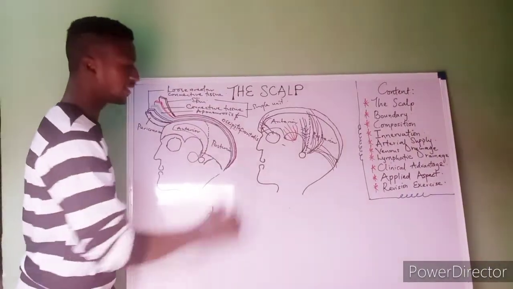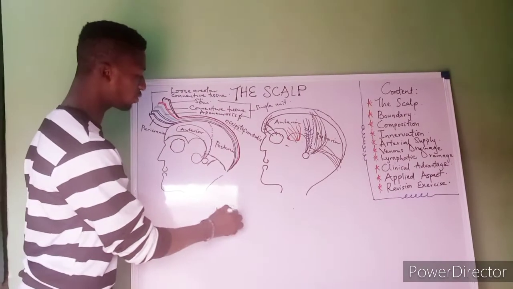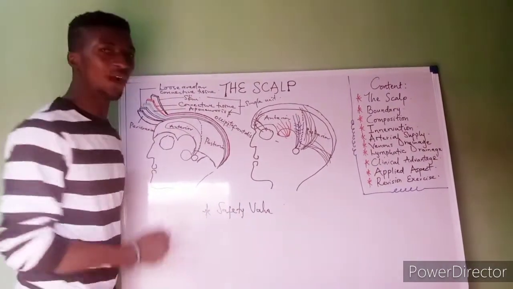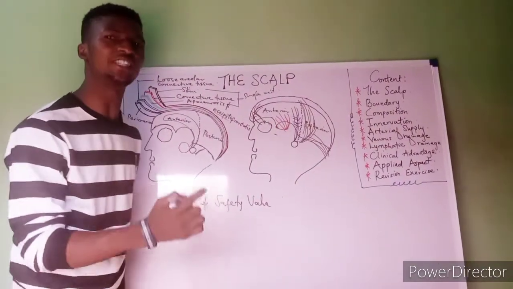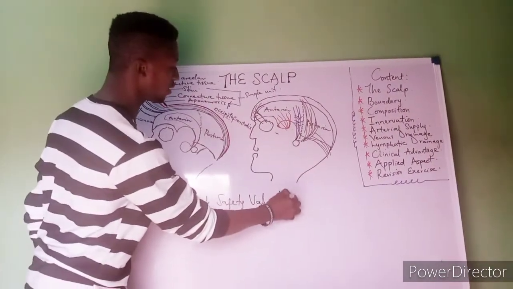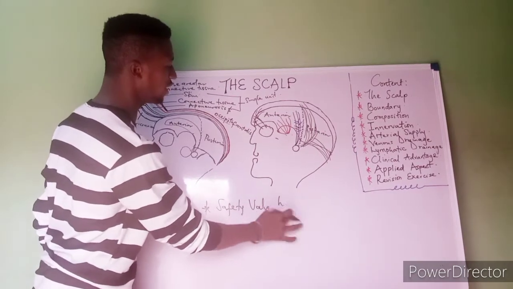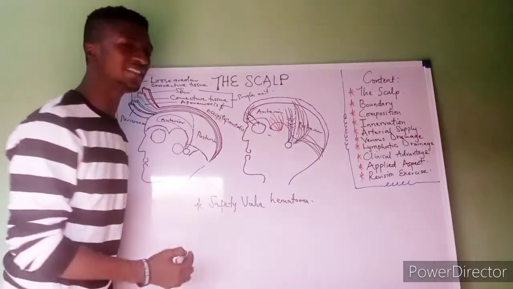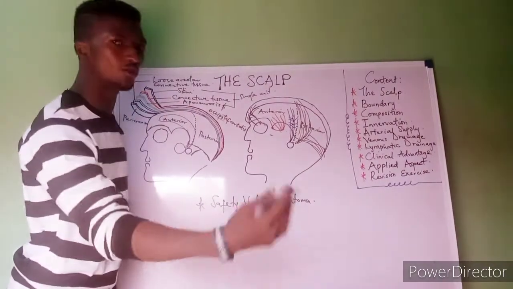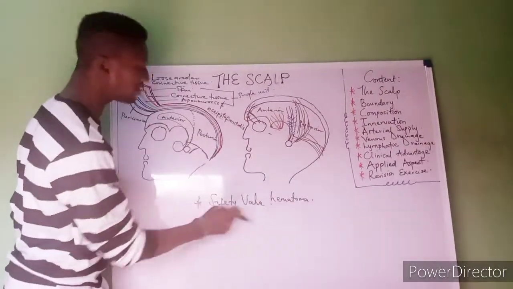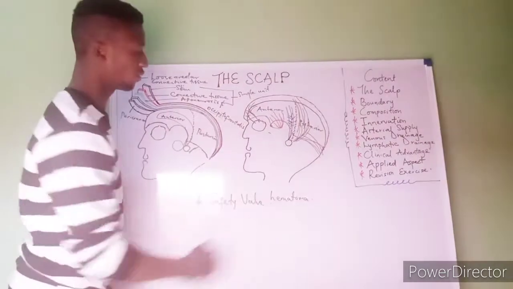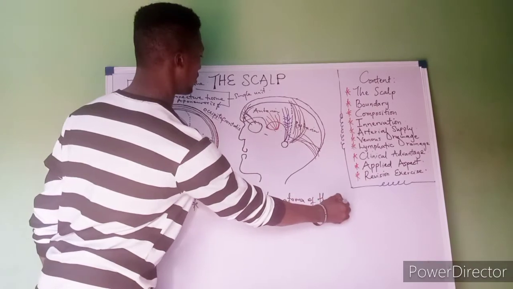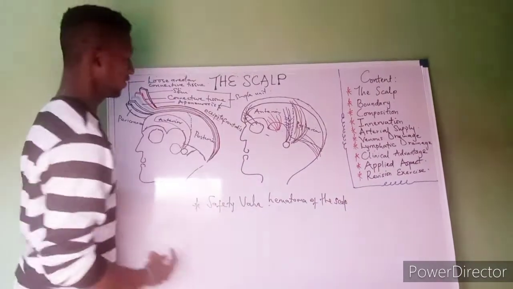Number one is that the scalp is sometimes called a safety valve. Why is it called a safety valve? Because it prevents hematoma. Do not forget, hematoma simply means related to blood. So it is called a safety valve hematoma of the scalp. What does this mean?